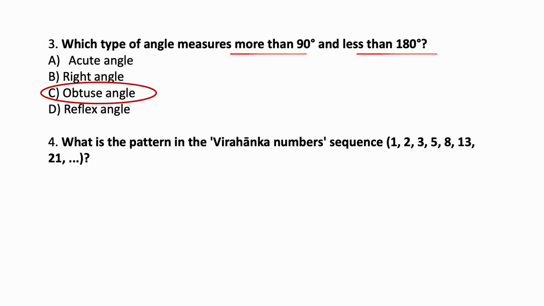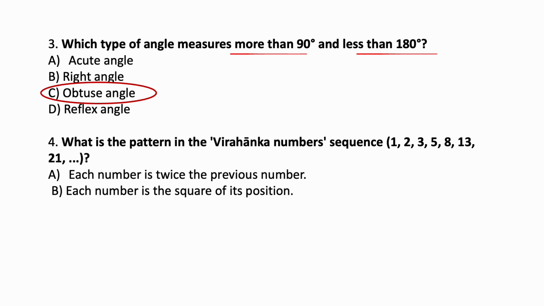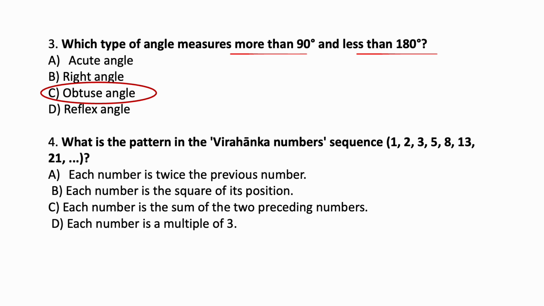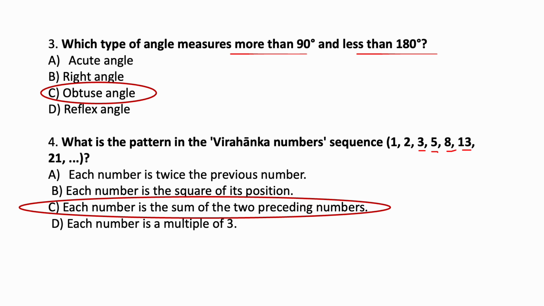What is the pattern in the Virahanka numbers sequence 1, 2, 3, 5, 8, 13, 21, etc.? Options are each number is twice the previous number, each number is a square of its position, each number is a sum of the two preceding numbers, each number is a multiple of 3. Which is the correct answer? Each number is a sum of the two preceding numbers. See, 3 is 1 plus 2, 5 is 2 plus 3, 8 is 3 plus 5, 13 is 5 plus 8. So, each number in this pattern is the sum of the two preceding numbers.